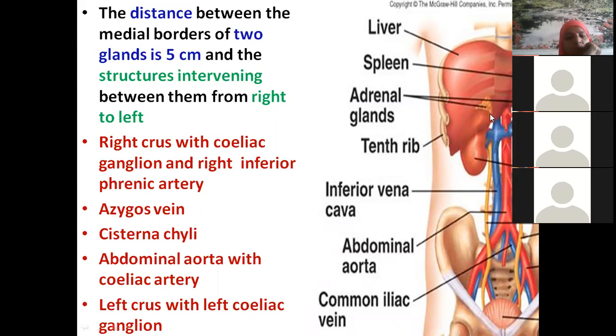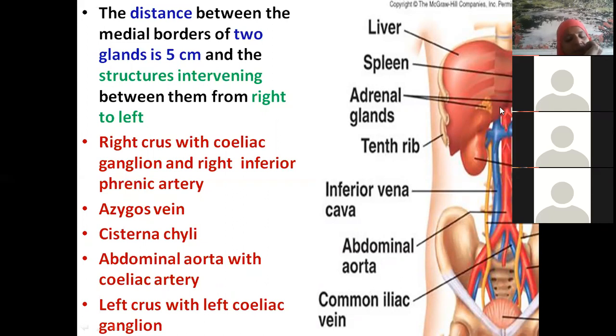There you will have, you remember, we have celiac trunk with blood vessels supplying the derivatives of foregut. Exactly, there we have celiac ganglion. Okay, and right inferior phrenic artery. Apart from that, just adjacent to that we have azygous vein.